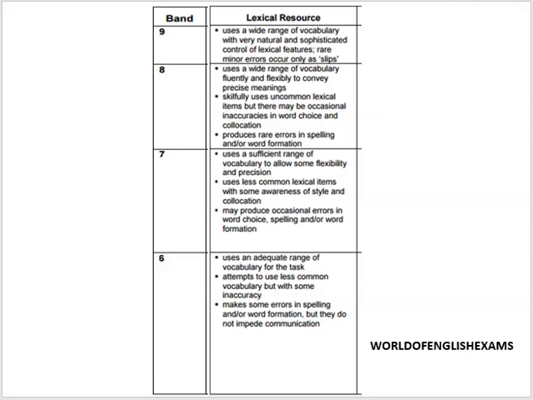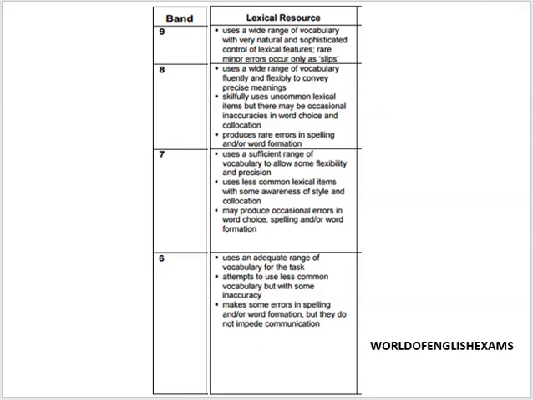Then the next factor says may produce occasional errors in word choice, spelling or word formation. If the number of errors is lower, then definitely if the errors are less, the score will be more. As simple as that. Now let's see these factors for band 8. Uses a wide range of vocabulary. Have you noted it, guys? Band 7 descriptors say uses a sufficient range.